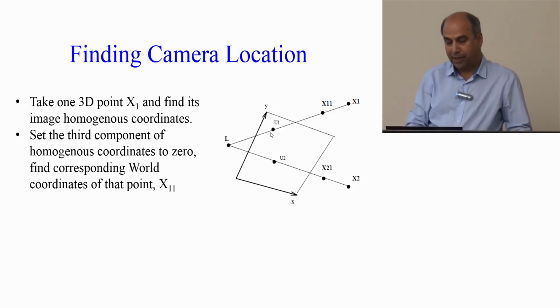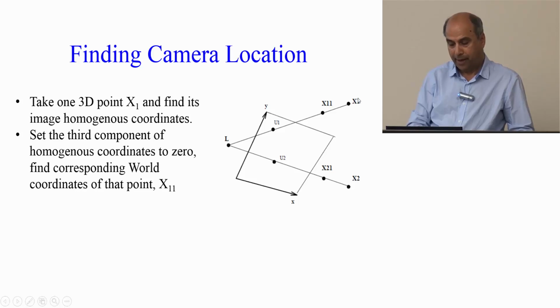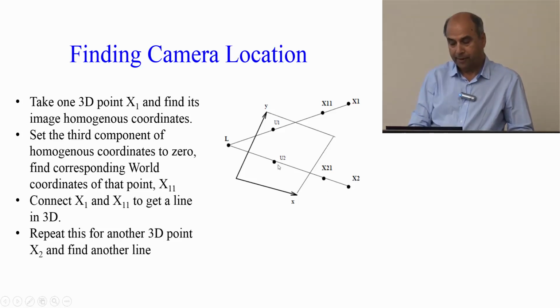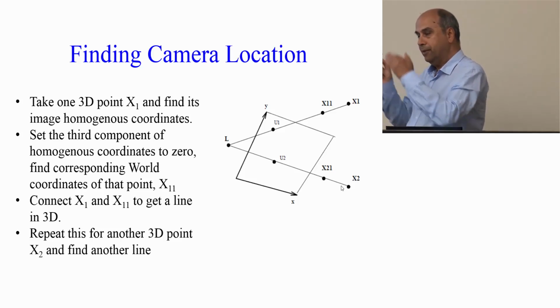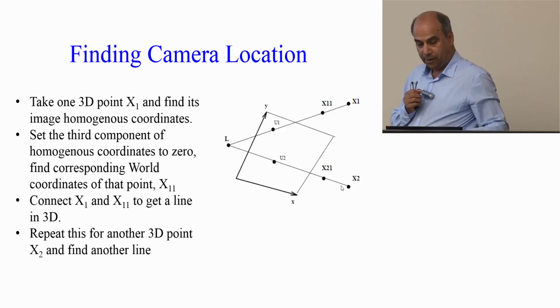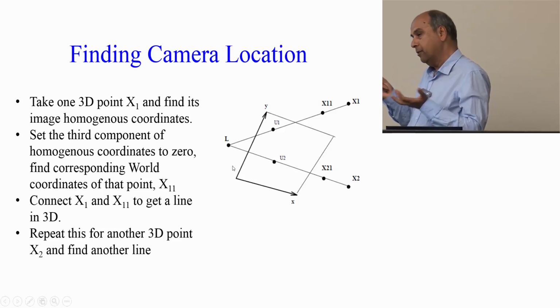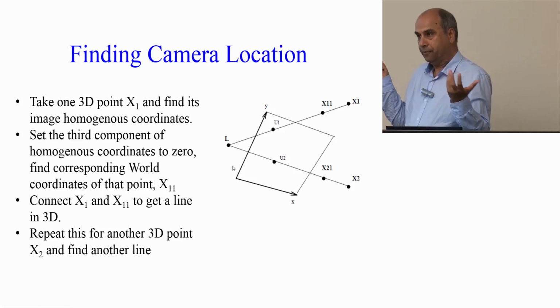Which means we can find a line in 3D knowing the one 3D point and the corresponding point of the image. Let's look at another 3D point, which is x2, and we can do the same thing. The image is formed here, and then we find another 3D point on the same line by replacing the third coordinate there with 0. Now we have two 3D lines. They will intersect, and that will be the location of the lens of the camera. So we can find the location of the camera by using that, which is very interesting.